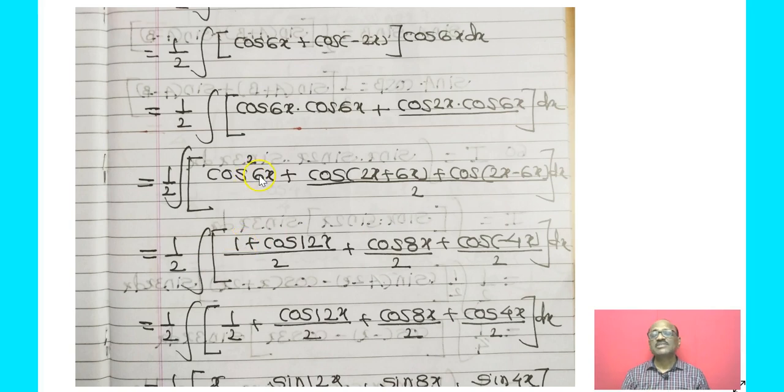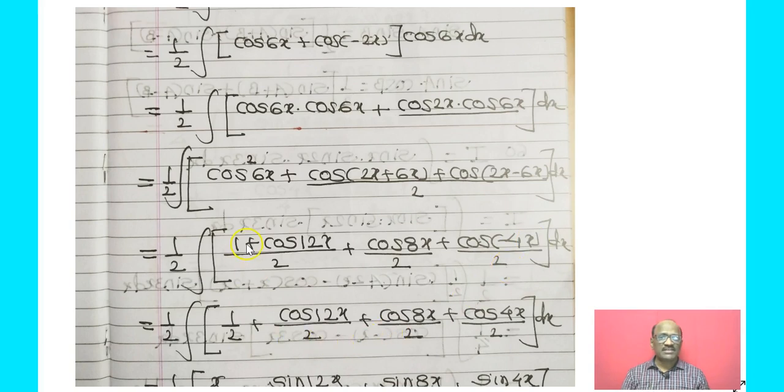Cos square 6x means what? What is the cos square theta? Cos square theta means 1 plus cos of 2 times theta upon 2. Whatever the angle, it becomes 2 times. That is 1 plus cos of 12x upon 2 plus cos of 2x plus 6x becomes cos of 8x upon 2 plus cos of 2x minus 6x, which becomes cos of minus 4x upon 2.